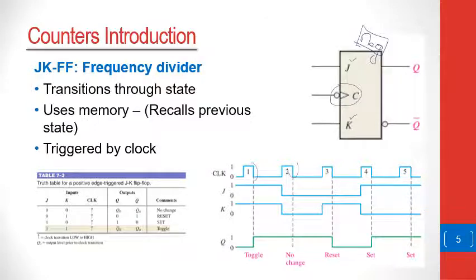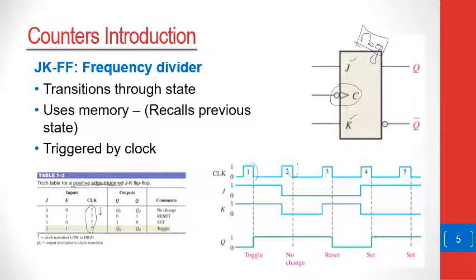However, in the table here, I'm giving you a table for a positive edge triggered JK flip-flop. Because of that, the symbol for the positive edge trigger would be an arrow that faces up. If it was a negative edge trigger, normally the symbol would just be an arrow that faces down.